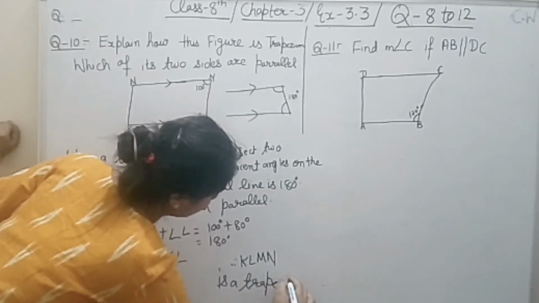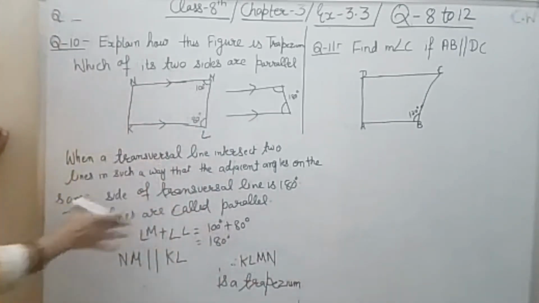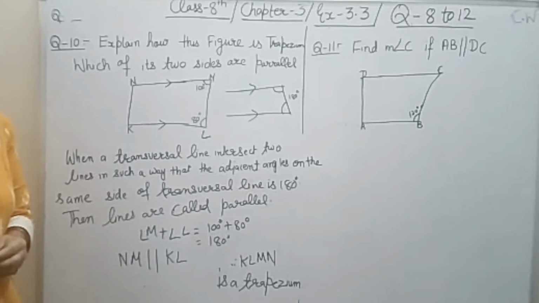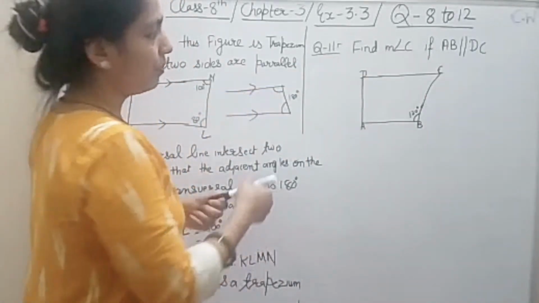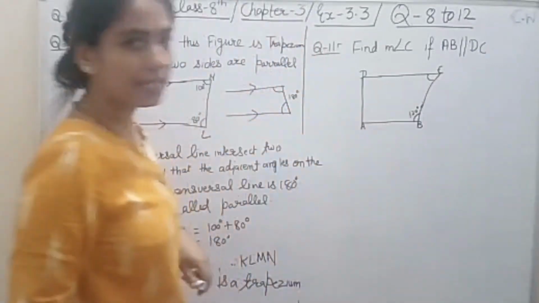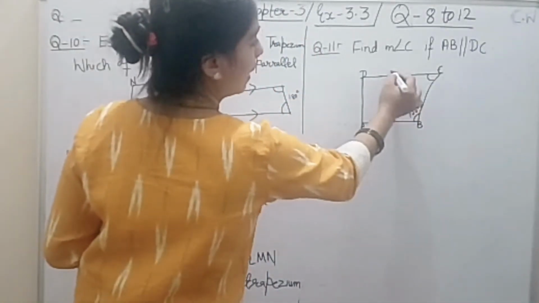Student, this condition you have to learn. This is very important and very easy as well. Let's quickly have a look at question number 11. Find angle C. We have to find out the measure of angle C if AB is parallel to DC.